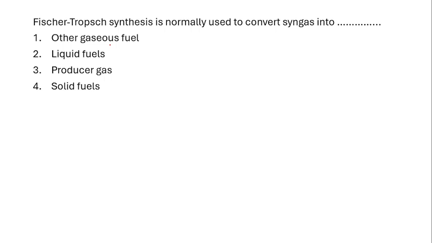Fischer-Tropsch synthesis is normally used to convert syngas into what? We know that during the gasification process, if we use pure oxygen, we are going to produce many gases, which is called syngas. The syngas can be converted into which type of product? Gaseous fuel, liquid fuel, producer gas, or solid fuel during the Fischer-Tropsch synthesis. The right answer is liquid fuel.